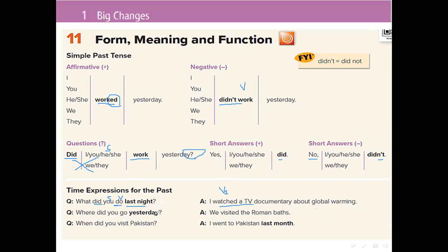Where did you go yesterday? Did plus subject plus verb in infinitive form. We visited the Roman bath. It's the past form of visit and it's also a regular verb. When did you visit Pakistan? I went to Pakistan last month. Went is the past form of go. Very good. It's an irregular verb. Go will change into went. Okay.